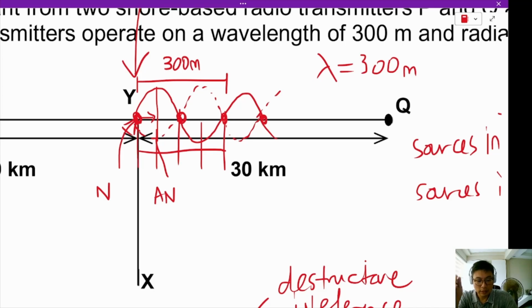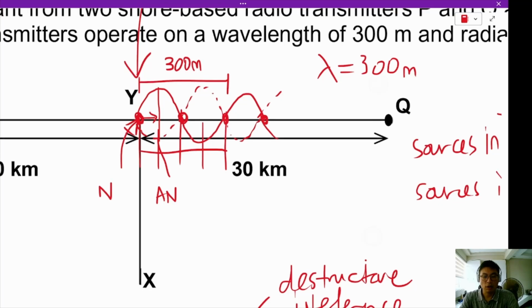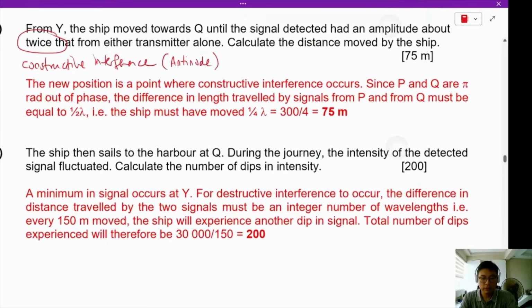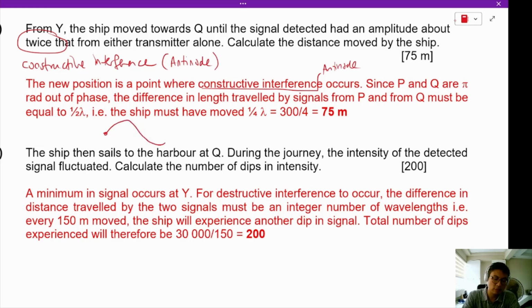So they asked, what is the distance between a node and an antinode? And if you draw the diagram out, you can see that the distance between the node and the antinode is 1/4 of the wavelength. So the new position is a point where constructive interference occurs. Basically, this is going to be an antinode. All right, so if you draw the diagram like this, this is the position Y, and then this is the new position. So they have moved 1/4 of a wavelength, which is 75 meters.